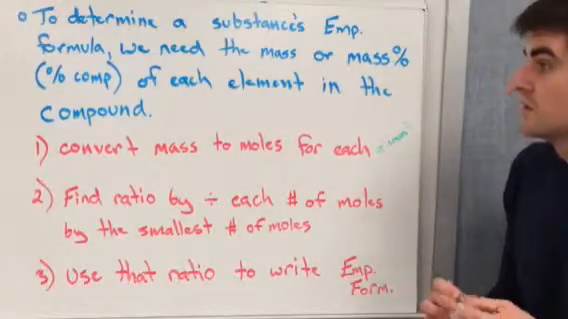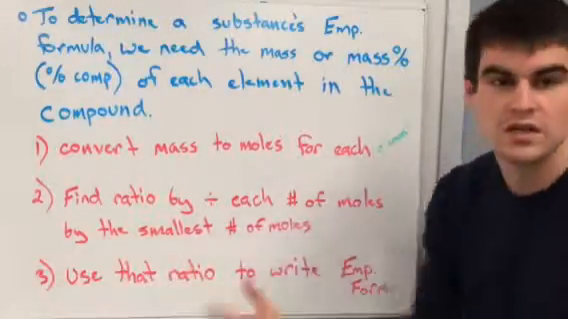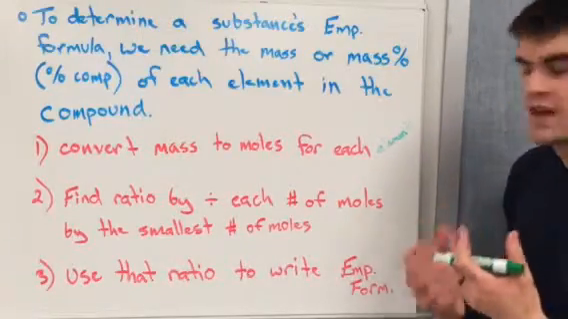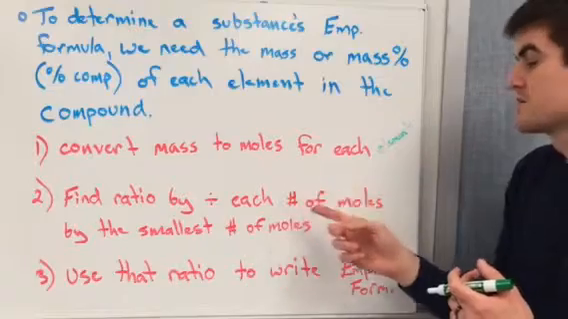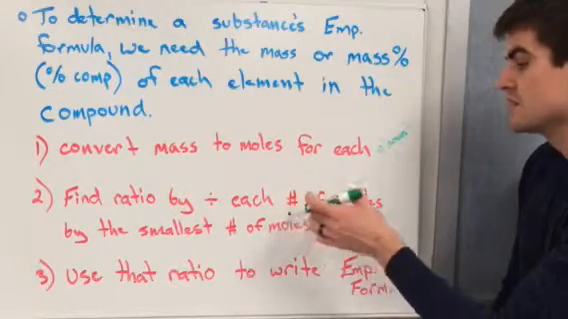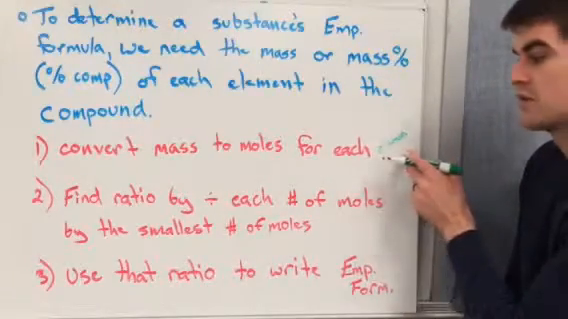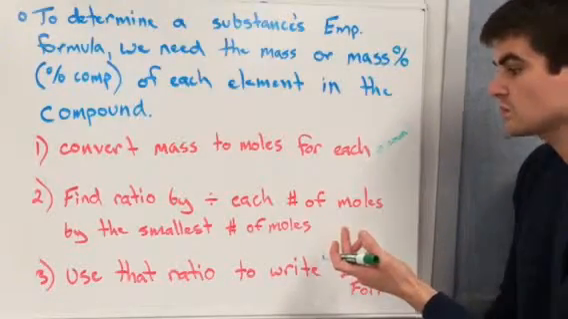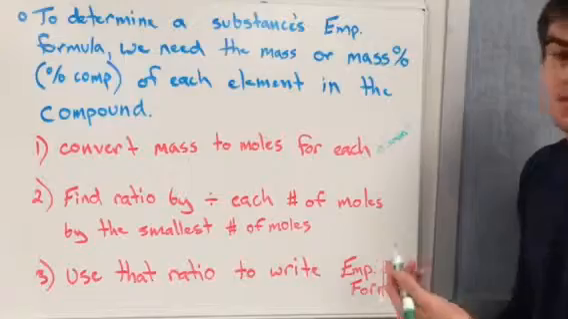Find the ratio. A formula is just a ratio of elements and how they fit together. So we need to find that ratio by dividing each number of moles, so that we calculated in step 1, by whatever one we just calculated to be the smallest. And then use that ratio to write the empirical formula.